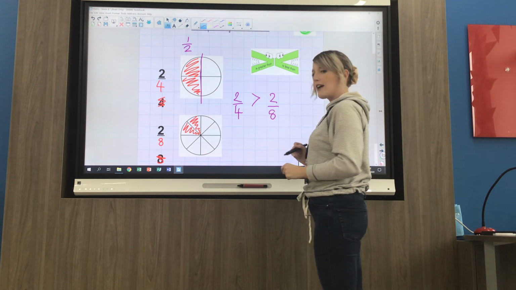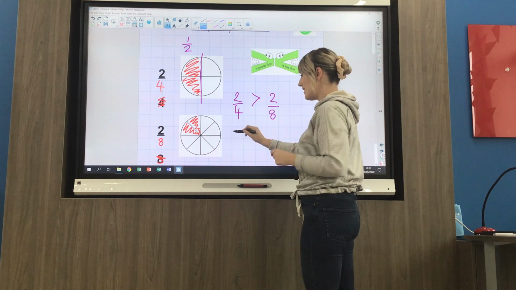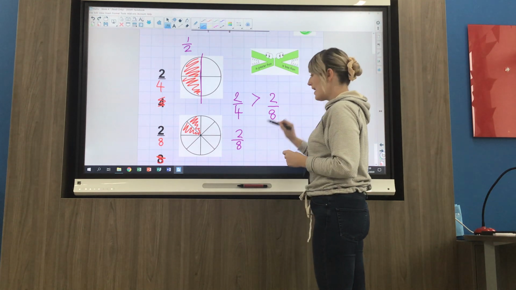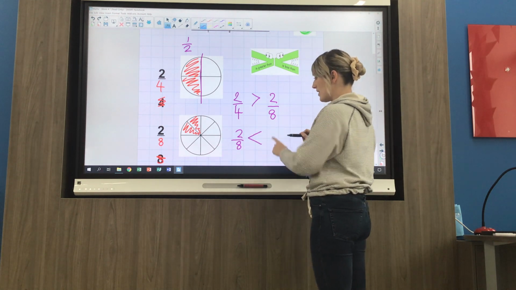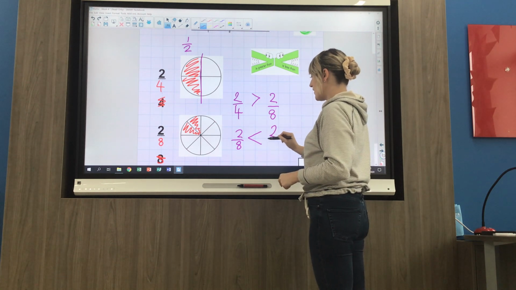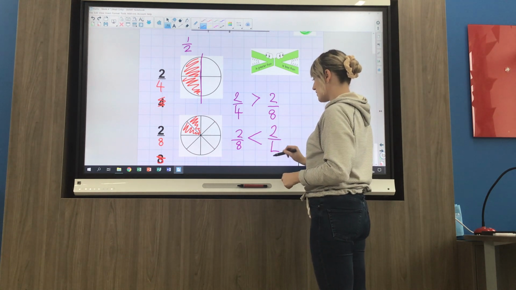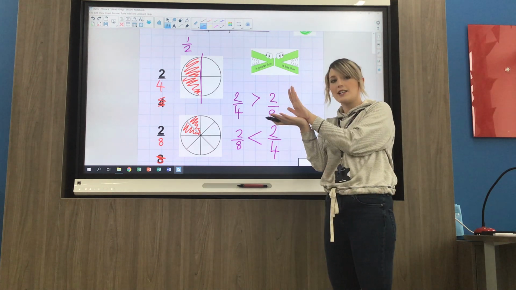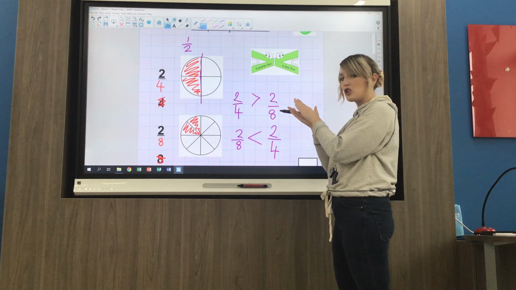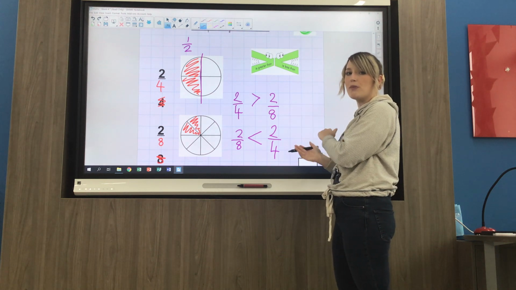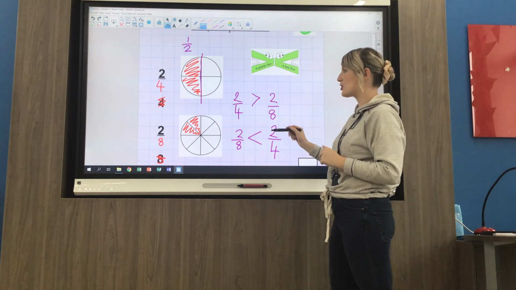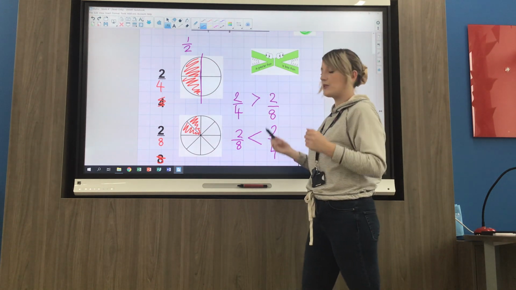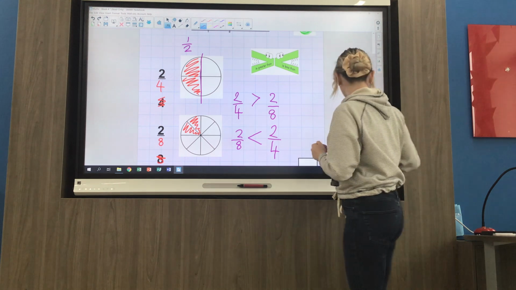And I could switch that round. I could say 2/8 is less than 2 quarters. Okay, so remember it looks like a crocodile. The crocodile points and chomps to the biggest number. In this case, the biggest fraction. And we know that 2 quarters is greater than, so it's bigger than 2/8.